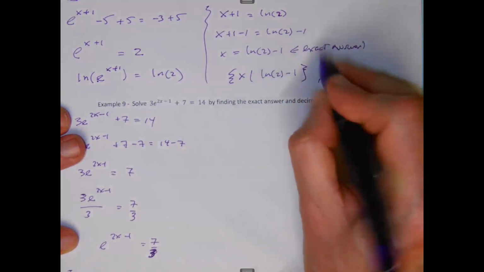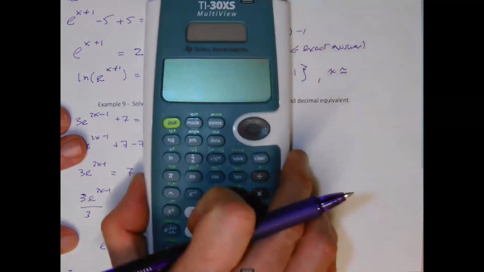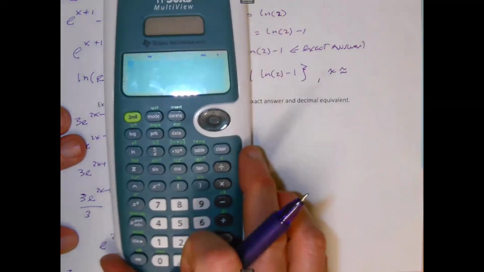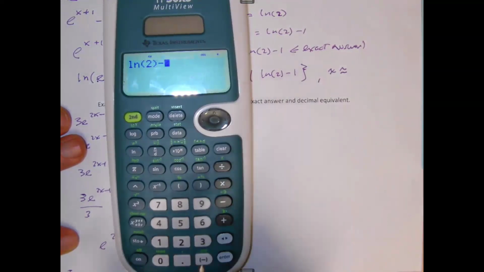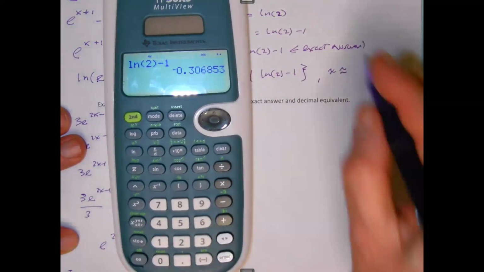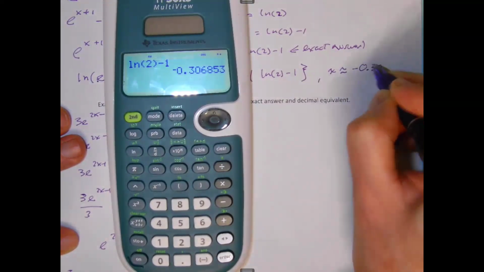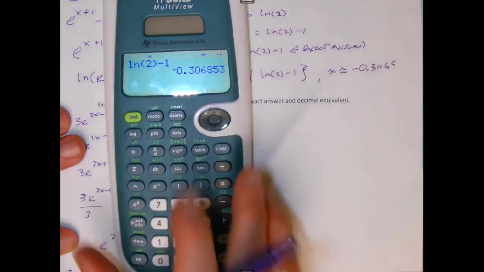If you were asked to do an approximation, I jumped the gun with this one. Let me just correct that. I just need to enter this into my calculator. Natural log of 2, subtract 1, and there it is. So this is approximately negative 0.3069, when I round to 4 decimal places.